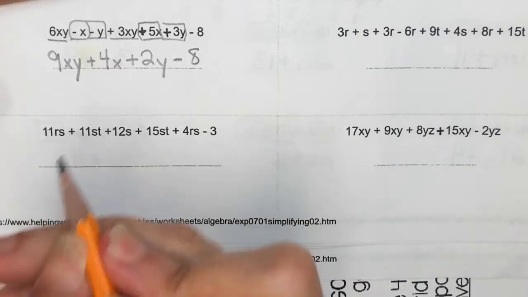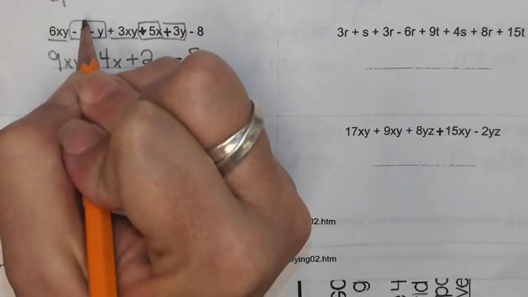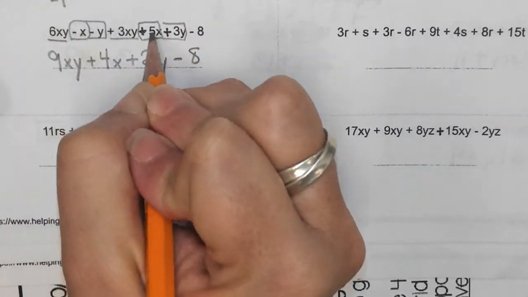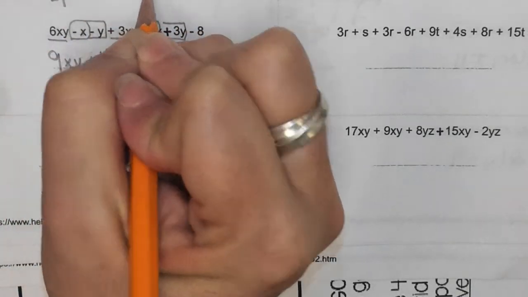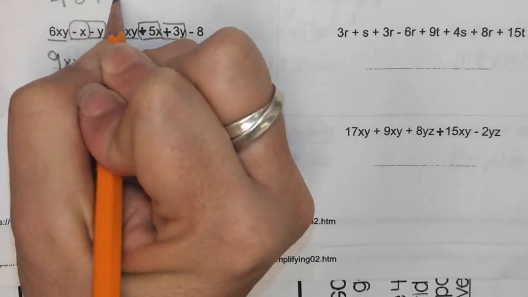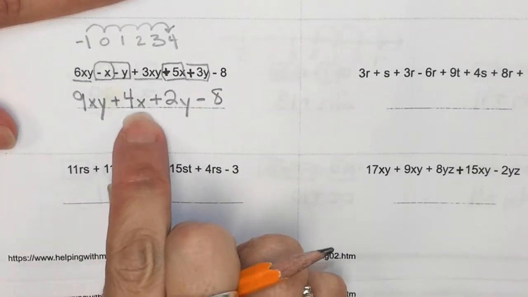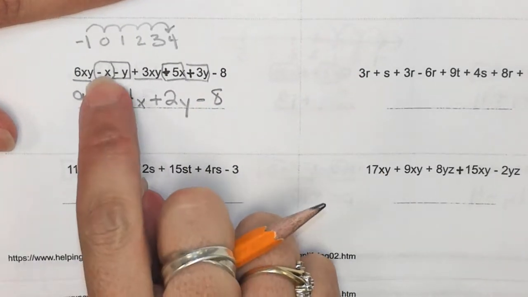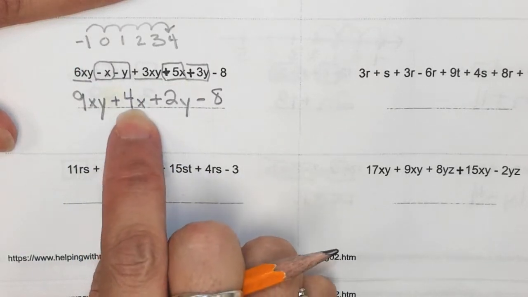Okay, questions finally coming. Listen, if you are at negative 1 right here and you add 5, 1, 2, 3, 4, 5, that is why you have 4x. So if you're at negative 1 and you add 5, you're at plus 4x.